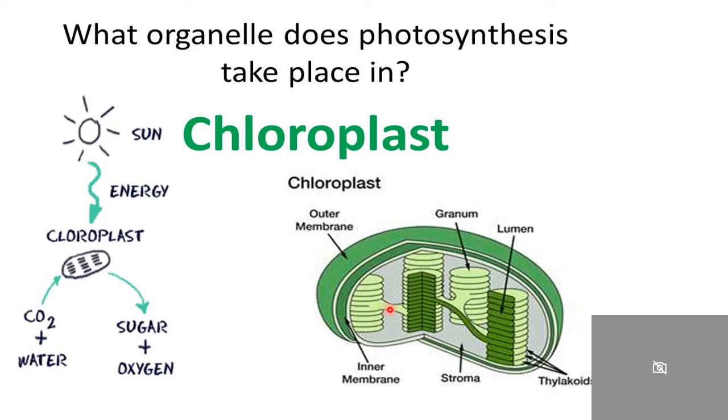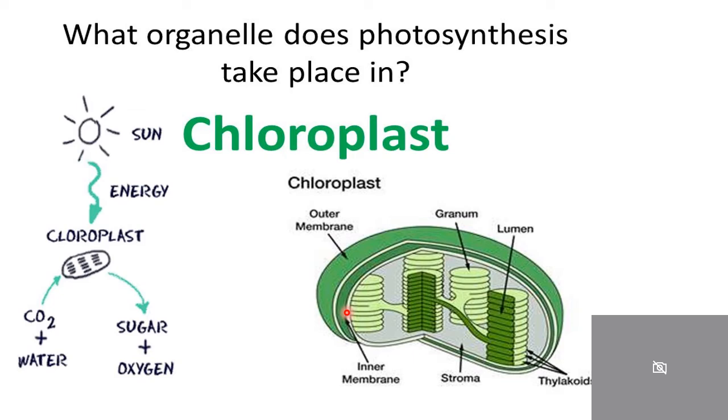Now towards the right side, you can see there's one more diagram. This is the inner section of the chloroplast. Okay, so there are a few terms like granum, lumen, thylakoids, stroma. These are new terms which are not mentioned in your textbook. So we'll not go in depth regarding this, but I'll just give you brief information.